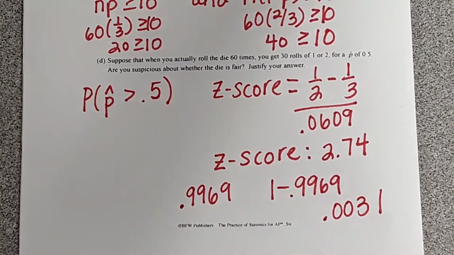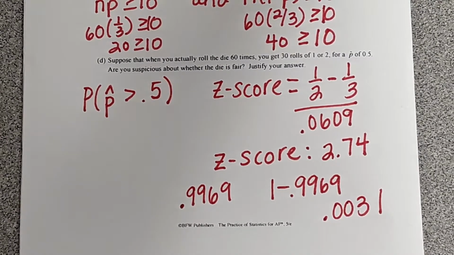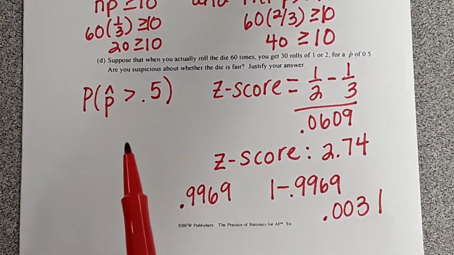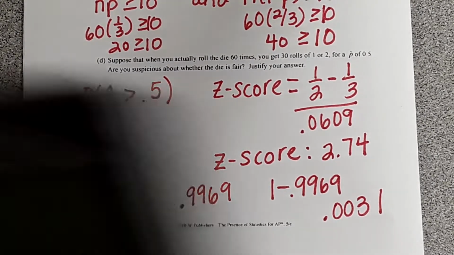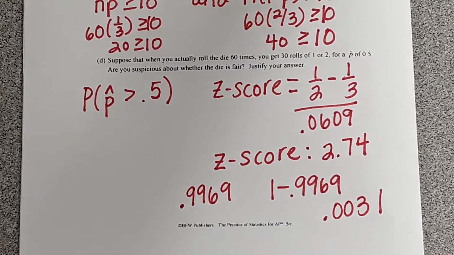So are you suspicious? Oh my gosh. Are you suspicious about whether the die is fair? Why are you suspicious that the die is fair? Yes, the probability of it happening is so unlikely that this die is probably not fair. You guys, if you had a high probability, then it was fair, but because you have a low probability, it's not fair.